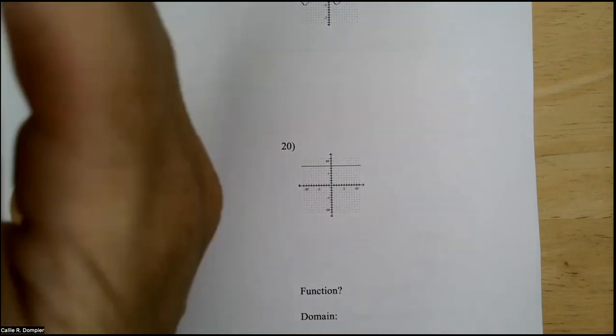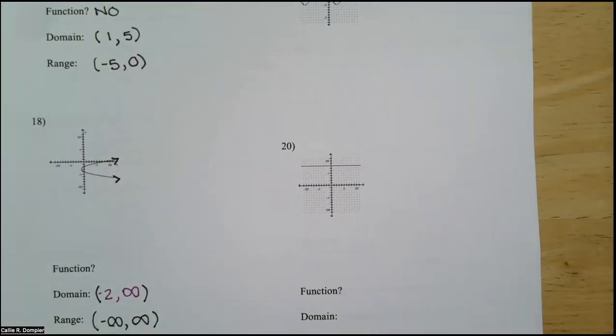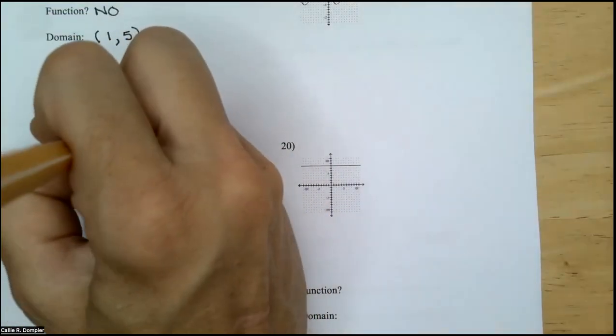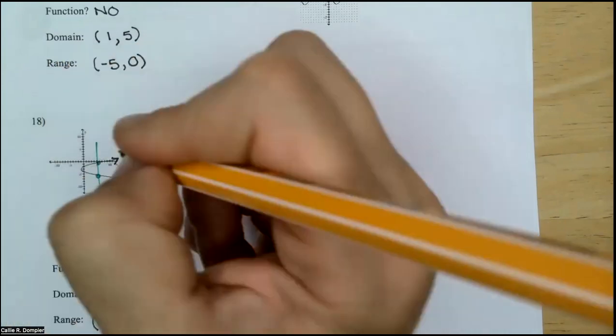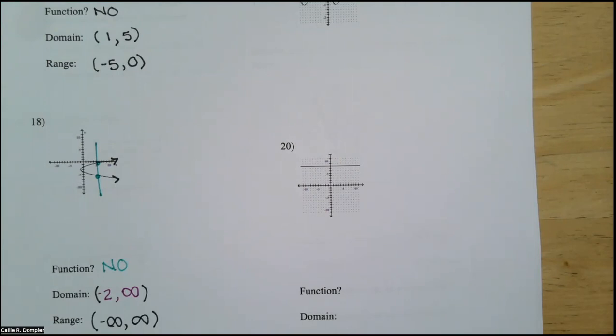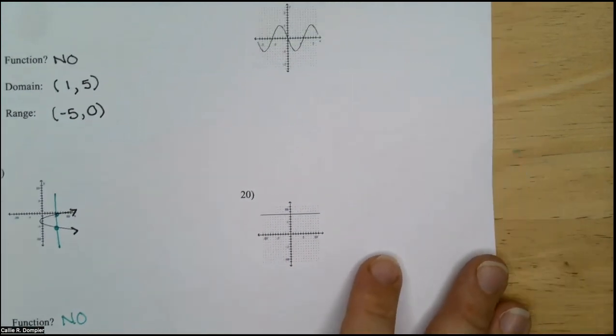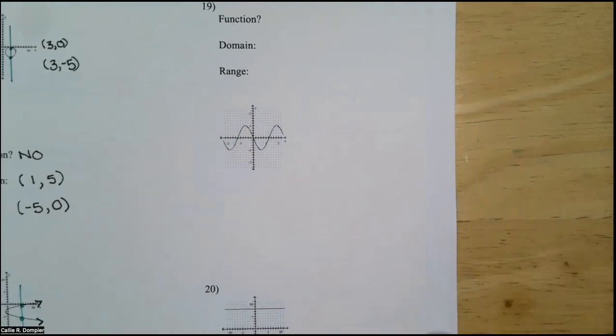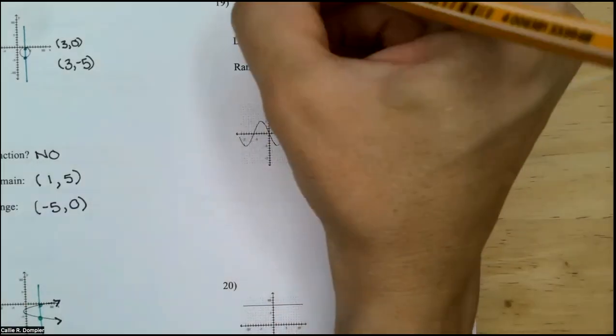Is it a function? It is not a function, because if I use my vertical line test, I can find many places where a vertical line will cross that graph in more than one place. Good. All right, 19. This is a function, right?